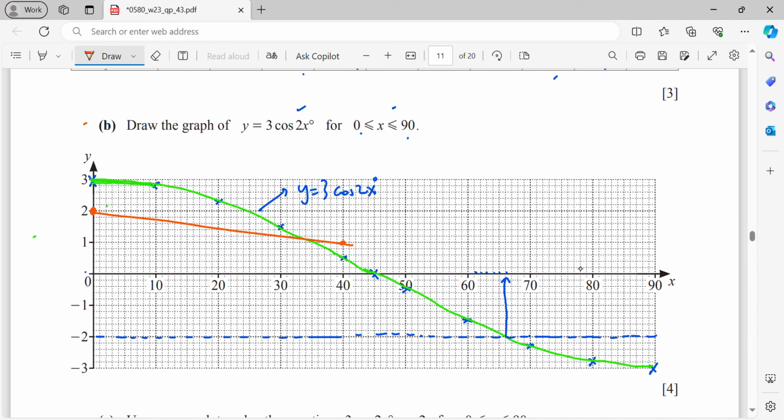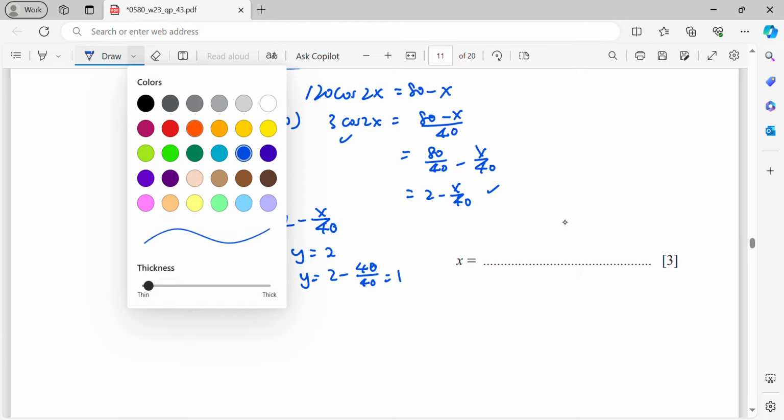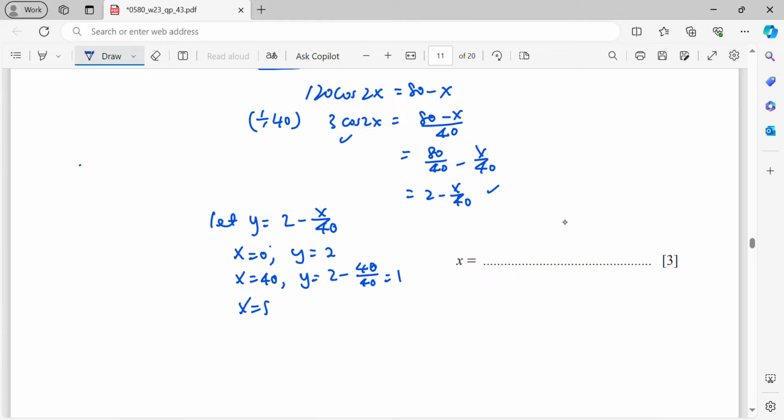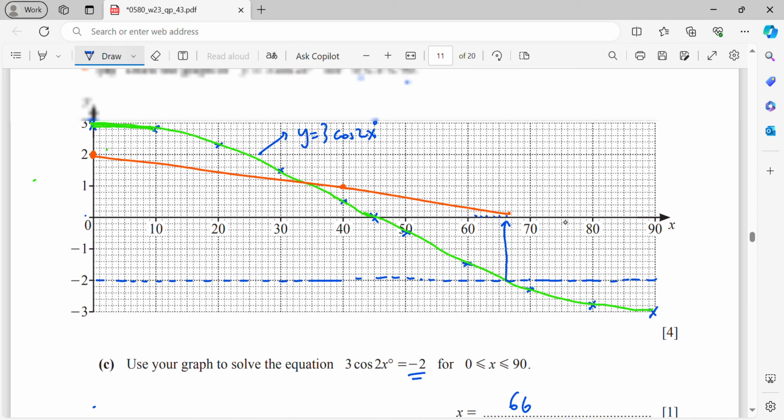Just use a ruler to join. Most likely, when y equals 0, x equals 80, you will get y equals 2 minus 80 over 40. That is 0. So to make sure it is a correct graph, make sure it passes through this. It means that my graph is not so accurate. That's why this is a straight line.